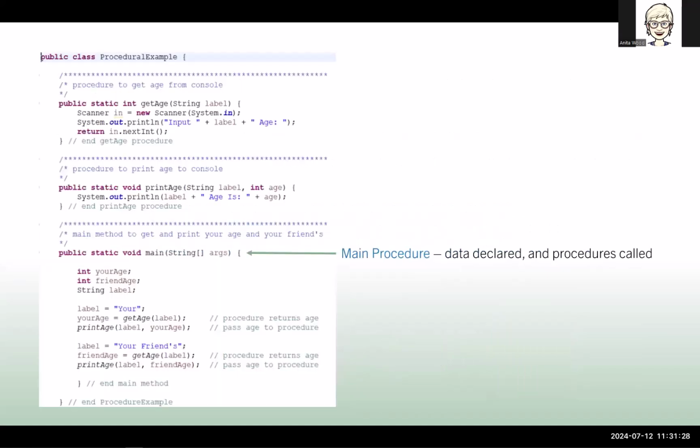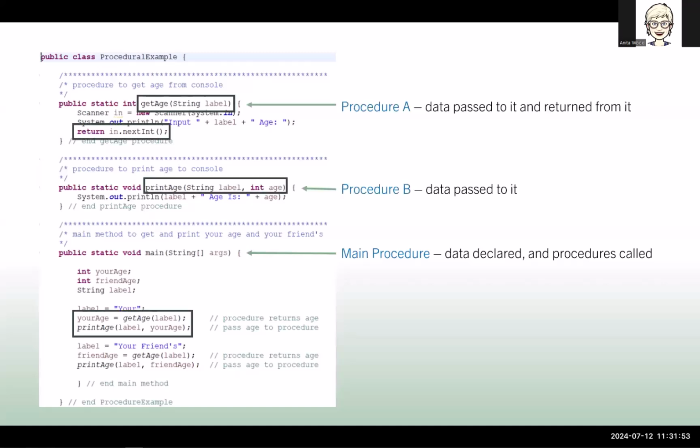Here's an example code using the procedural programming paradigm. The program will input, store, and print your age and your friend's age. The bottom portion of the code is the main procedure, which defines the variables and calls the two procedures that are responsible for the tasks of getting the age and printing the age. Procedure A gets the age, and procedure B prints the age.